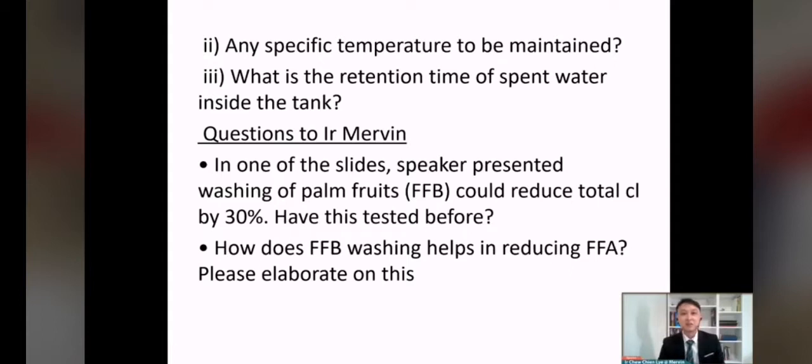But I think just my explanation doesn't prove whether it is true or not. So maybe I give a suggestion for you guys. If you want to check whether this finding is true or not, maybe you can get some loose fruits from your side and then do some washing and see what's the difference in the FFA.